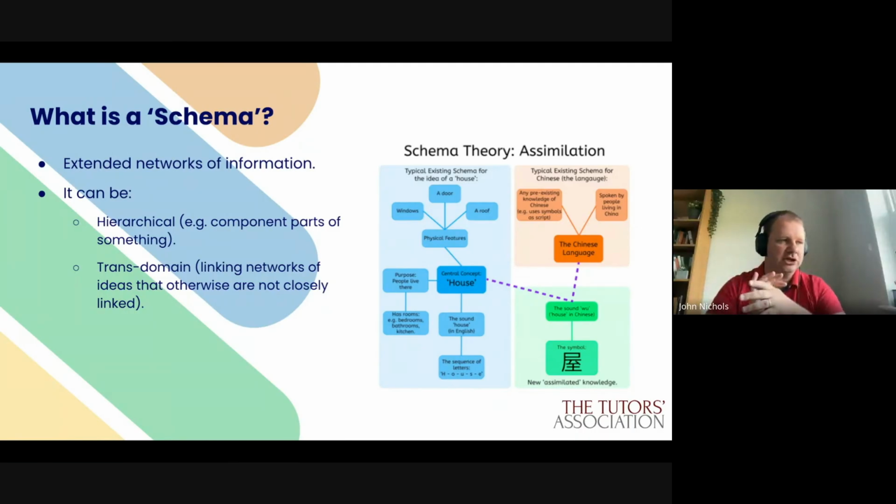Now, some of those connections are hierarchical, and you can go up and down the hierarchy from more simple to more complex. And some of them are trans-domain. They link to different things in different areas of knowledge. So we've got an example here about house. Obviously, you can think of some more simple things. What is a house made of? Bricks, in the Western world at least. What are bricks made of? You might know. They're made of fired clay.